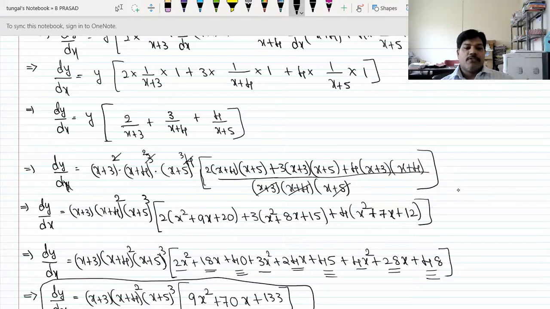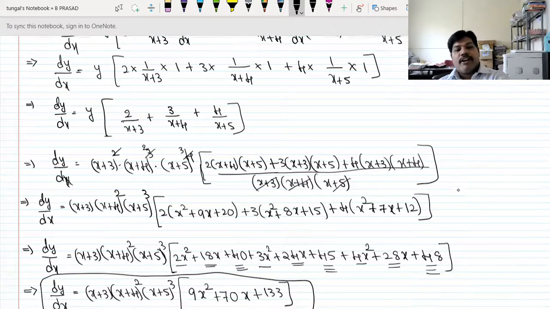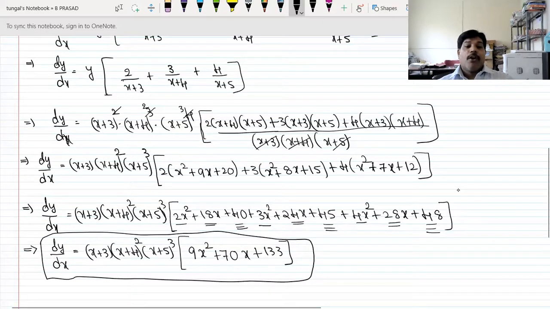So multiply these terms, students, and simplify that. Then you will get the final answer, that is nothing but x plus 3 into x plus 4 whole square into x plus 5 whole cube into 9x square plus 70x plus 133. Okay, students. So see that question and practice that question, students.